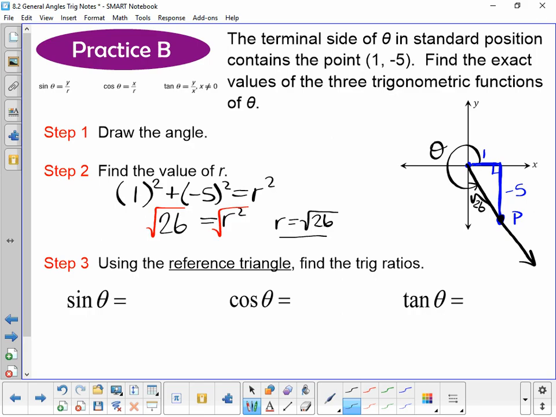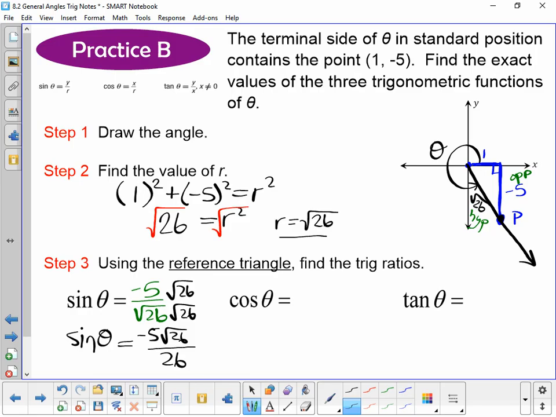Okay, now we're ready to write down our trig ratios. The sine is the opposite over the hypotenuse. So that's negative 5 over root 26. That one's not too hard to rationalize. We multiply by root 26 top and bottom to get that the sine of theta is negative 5 root 26 over 26.